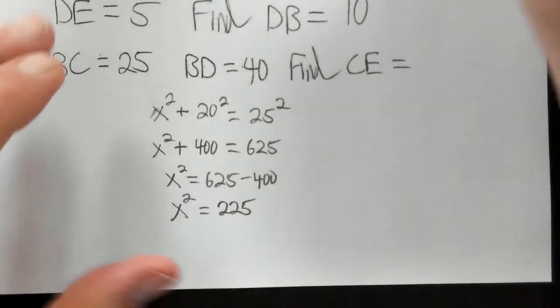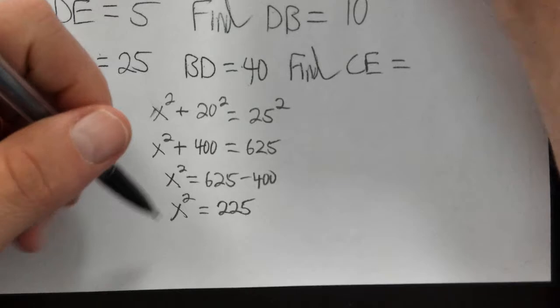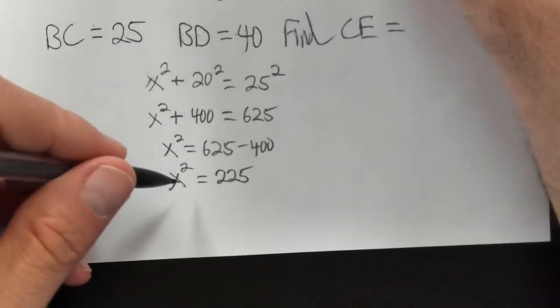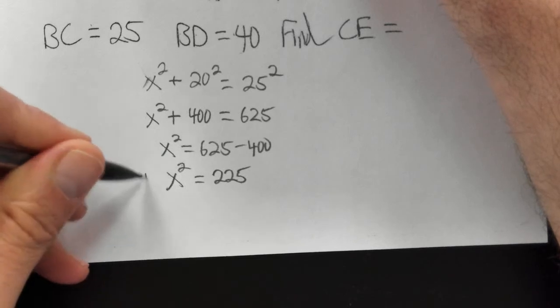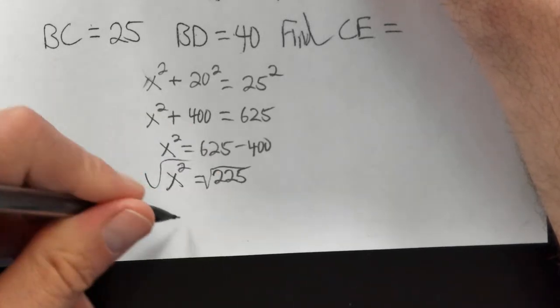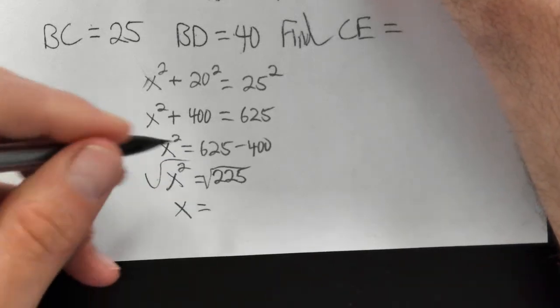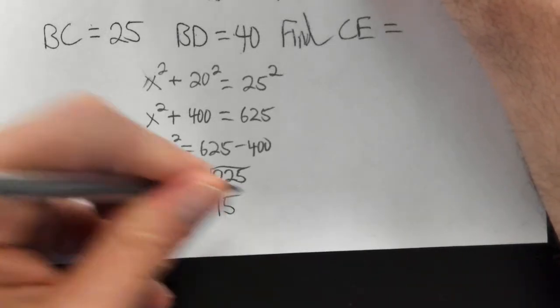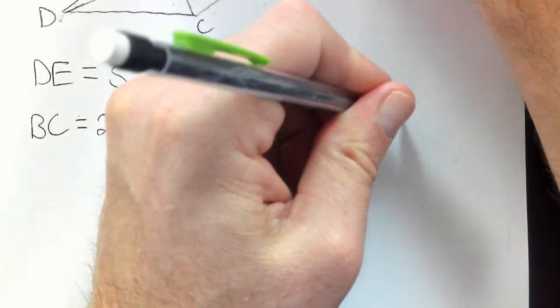Okay, so now remember, if I have x squared equals 225 and I'm trying to figure out the value of x, to get from x squared to x, I need to take the opposite of squared, which is square root. Take the square root of both sides. The square root of x squared is x. The square root of 225, that's going to leave me with 15. And so that would be the length of CE, and then there's your answer.